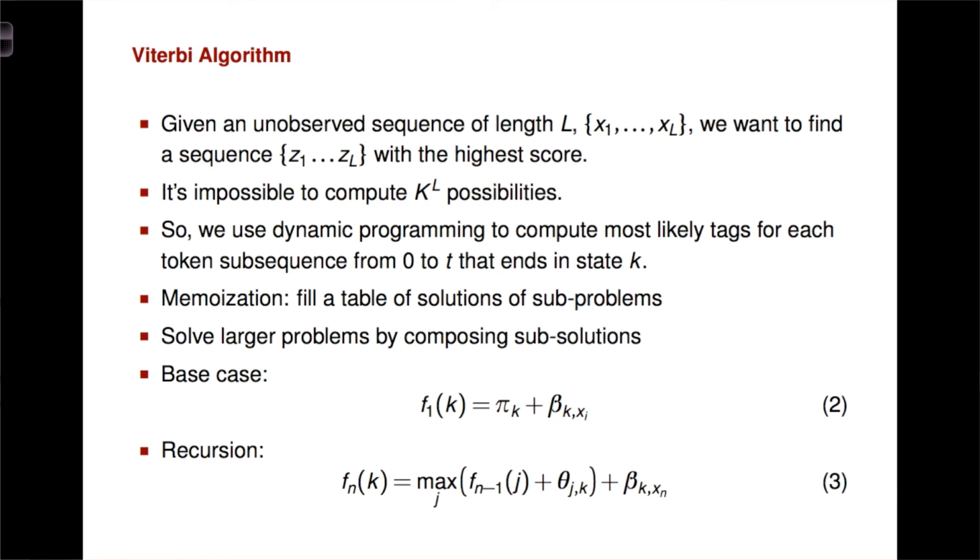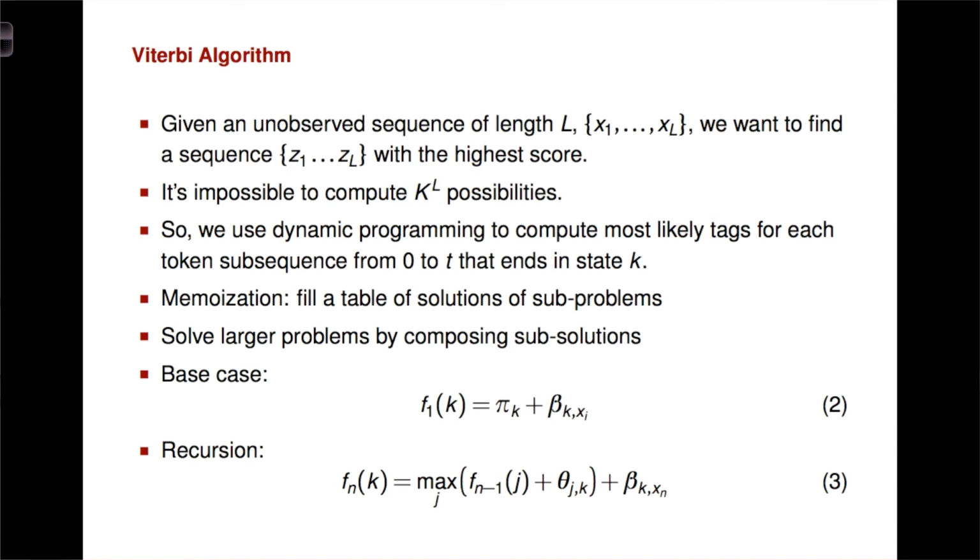So what we're going to do is use dynamic programming to compute the most likely tags for each token subsequence from 0 to t that ends in state k. You can think of this as memoization. We're going to fill in a table of solutions to the subproblems of our bigger problem. The smaller problems are easier than the big problem, so we can put together a bunch of smaller problems to solve a big problem. And if you've done dynamic programming in your algorithms class, this should be really familiar.